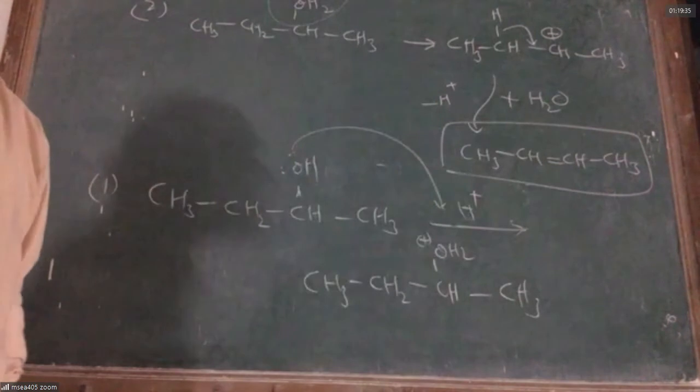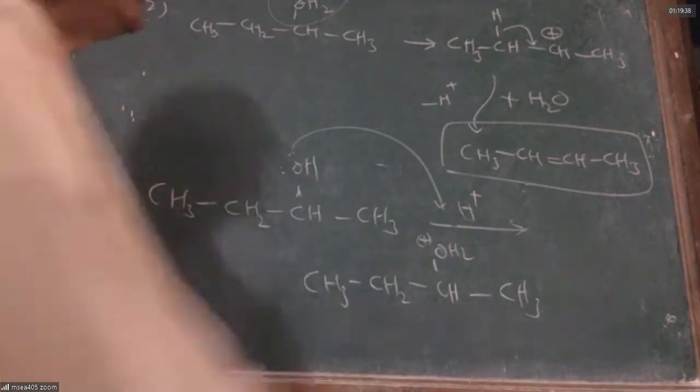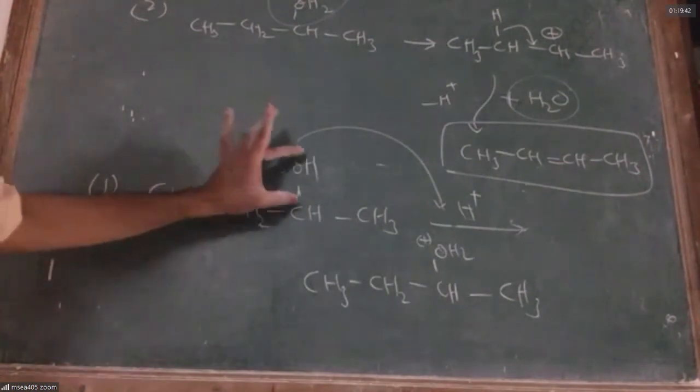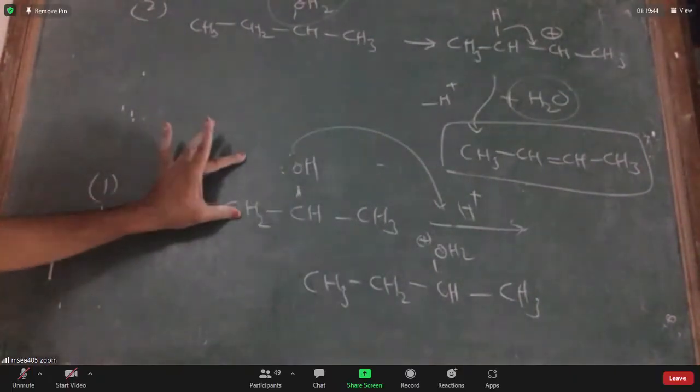So we call it an acid catalyzed dehydration reaction. In the overall reaction, the OH group of alcohol with the neighboring carbon's hydrogen has gone out as water, generating a double bond. It is called acid catalyzed dehydration.